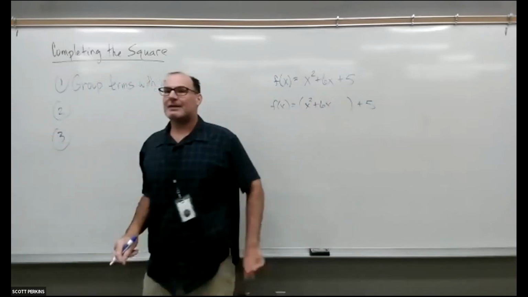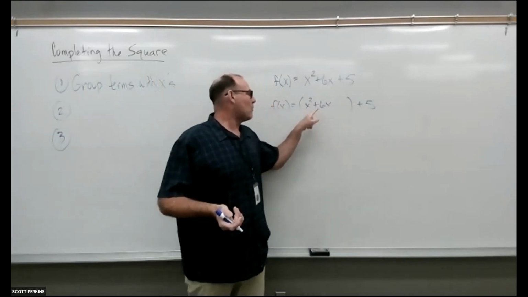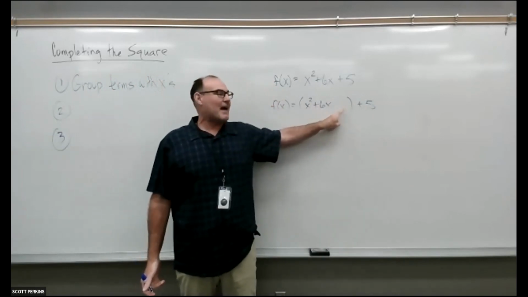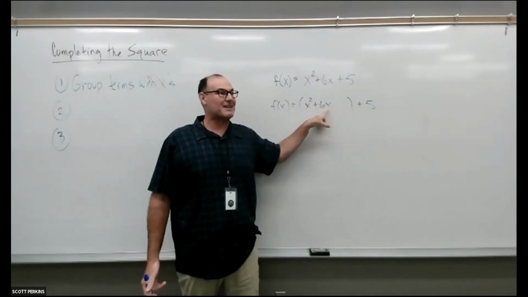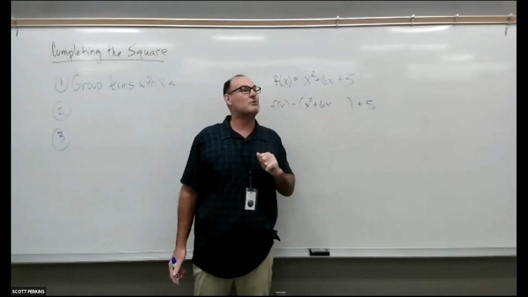Step 3. This is the actual completing the square term. What I want to do is put a number here in the parentheses that will make this a perfect square trinomial, meaning if I factor this, I get the same thing times itself. So here's how you do that.